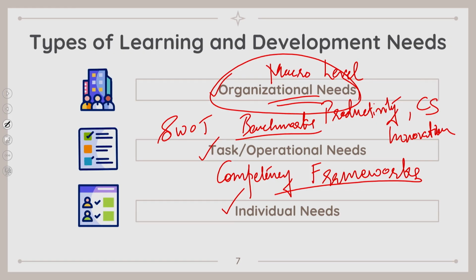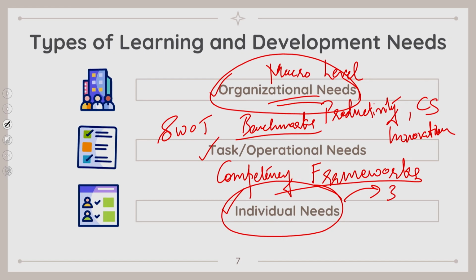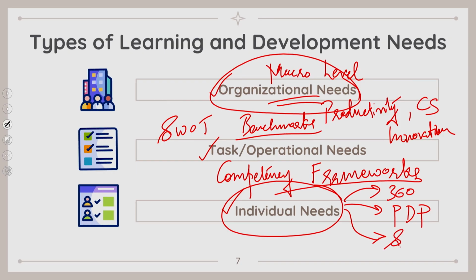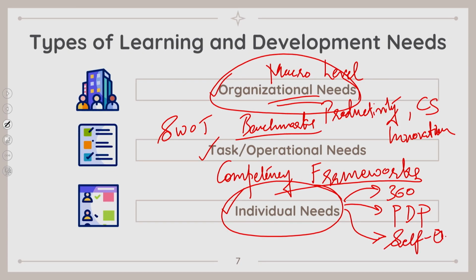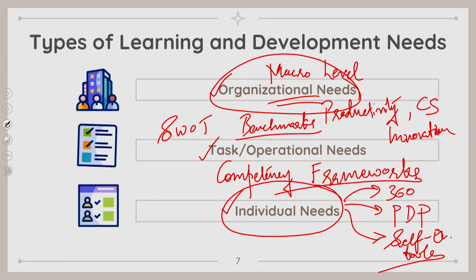So, when we look into individual needs specifically, the possible assessment methods I can think of are 360-degree feedback, PDPs, personal development plans, which can be effective, self-evaluation tools, and psychometric tests. So, all these typically help in analyzing the individual needs.